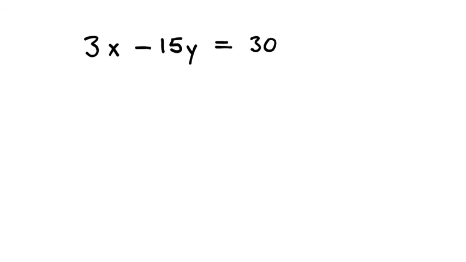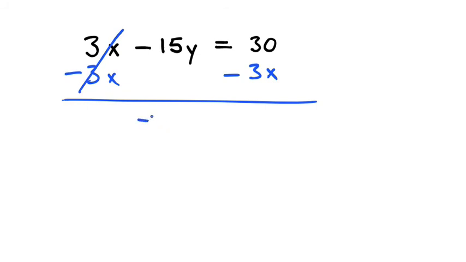This time, I just need to move the 3x over. It's a positive 3x on the left side of the equation. To move it to the right side of the equation, it's going to be negative 3x. I always want my x to be first, so you have to remember this 30, if there's no sign in front of it, is considered a positive 30. So I'm going to subtract 3x from both sides, and I get negative 15y equals negative 3x plus 30.